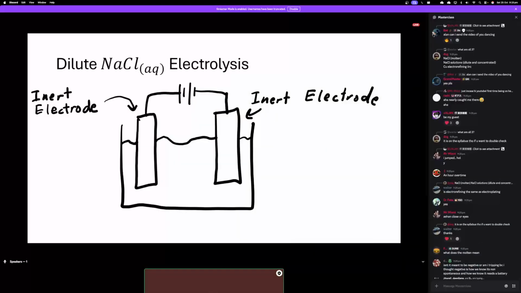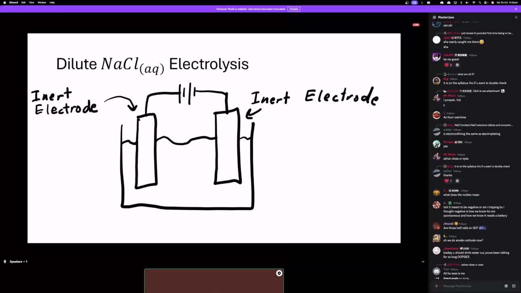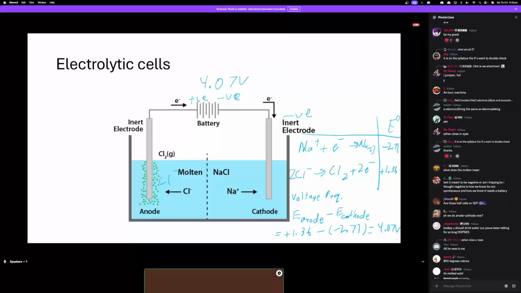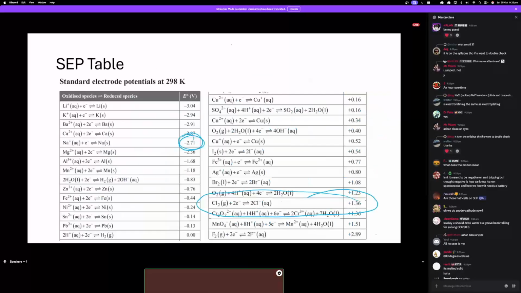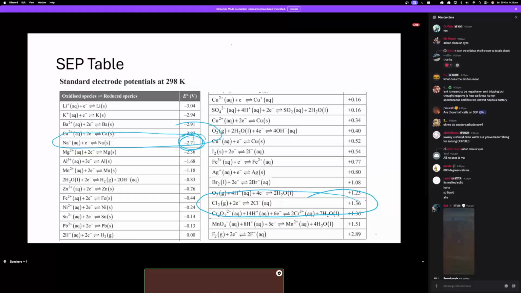On to dilute sodium chloride. What is molten? Molten means liquid. Like imagine I took salt and it's not even aqueous, it's melted, right? Like I melted metal, but I'm melting sodium chloride. Are those half cells on the data sheet? Yes, they are. I kind of already circled them here. Na plus, Cl minus. There you go. Cool.